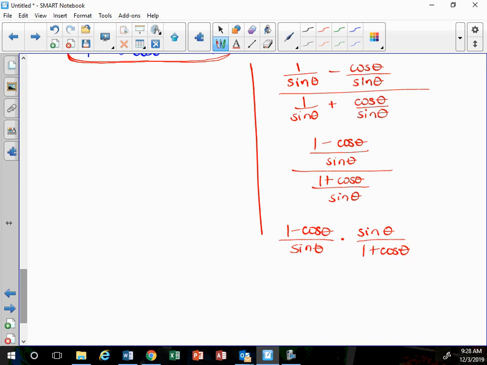And then what do you see? You see the sines are going to cancel? Okay. So here I am at 1 minus cosine over 1 plus cosine. All right, so we're good on the right side? That's not too bad, right? The left side's trickier.